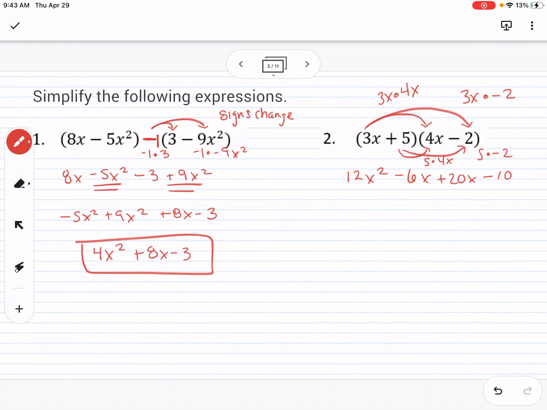And now I'll combine like terms. These terms in the middle are alike. So negative 6x plus 20x will be positive 14x. Everything else stays the same.